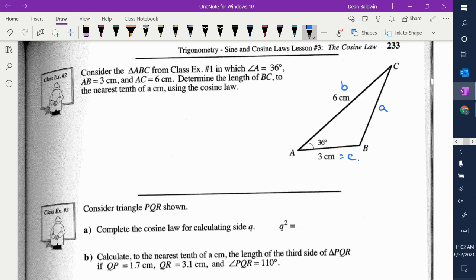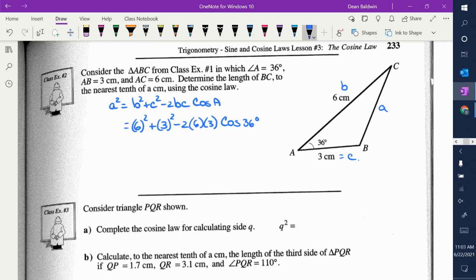I will give you all these formulas. You don't need to memorize them. You just need to know how to use them. So we write out the cosine formula. A squared equals B squared plus C squared minus 2BC cos of A. And plug in everything. Okay? So B squared, that is 6 squared. C is 3, so that's 3 squared, minus 2 times B and C, 6 and 3, cosine of 36.